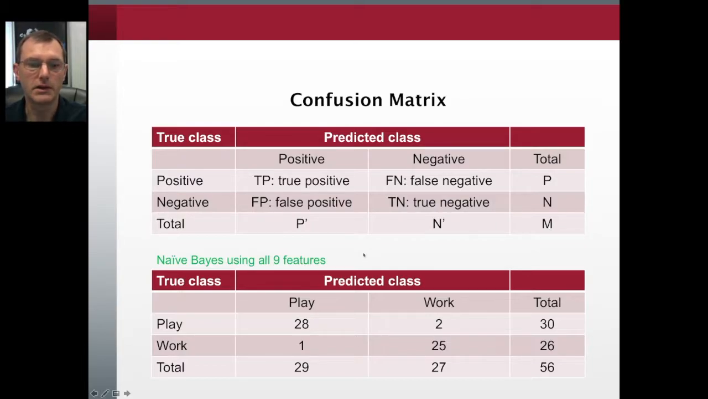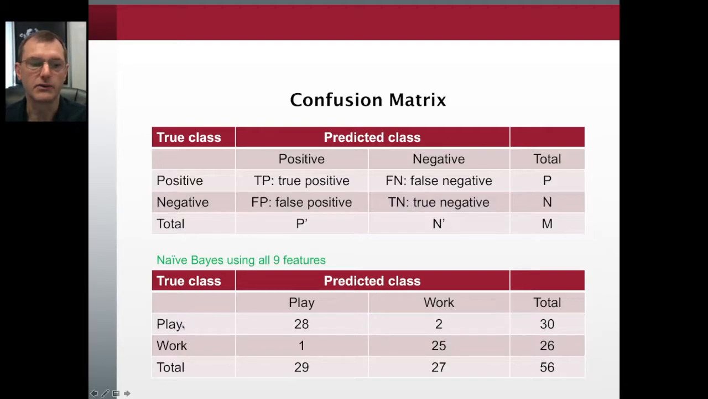So let's look at an example of the confusion matrix by running the naive Bayes classifier on our sensor data using all 9 of the features. And if we do that, these are the results we get. So of the 56 examples, 30 of them have a true class of play, and we'll let that be the positive class, and 26 of them are in the work or negative class.